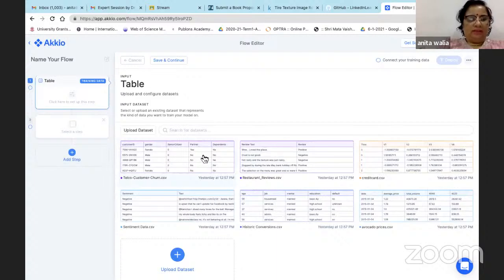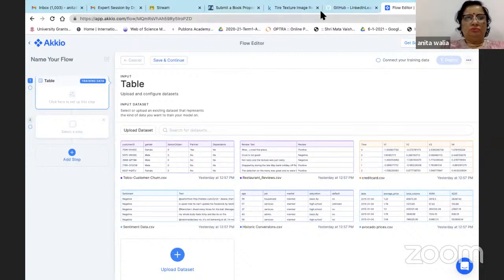So I have already saved this, which is already uploaded because I logged in yesterday. What you could do is just go to the table, because this is already uploaded. So I have this telco customer data. I'll show you how I got this data.